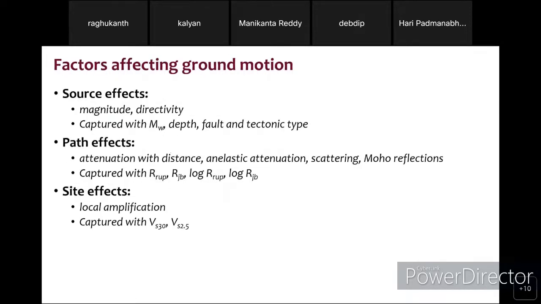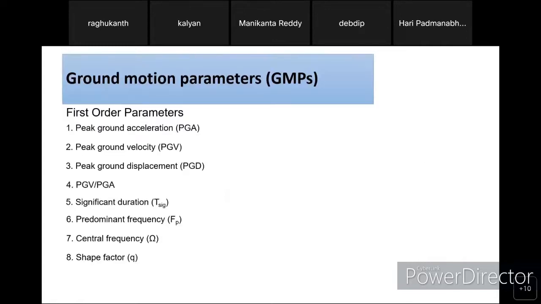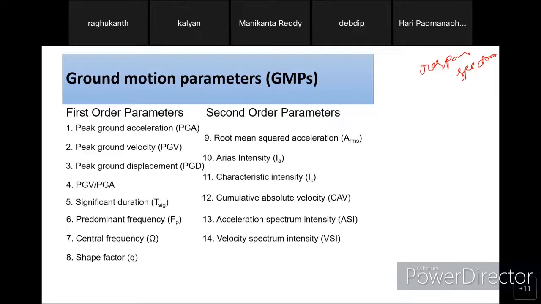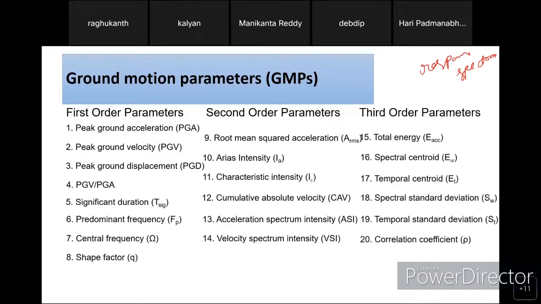Now this is what we did. The inputs, as I showed you, are magnitude, distance RJB, RRUP, log RJB, then VS30, all those things have been taken up. Response spectra is widely used in design. Apart from response spectra, researchers now want some more terms, like PGA, PGV, PGD, PGV by PGA, then significant duration, predominant frequency, central frequency, shape factor. We call these first order parameters. Then we have RMS value, Arias intensity, CAV, acceleration spectrum intensity, velocity spectrum intensity. All these are required, like third order, where you go into a three-dimensional kind of thing. All these parameters are now required by engineers.